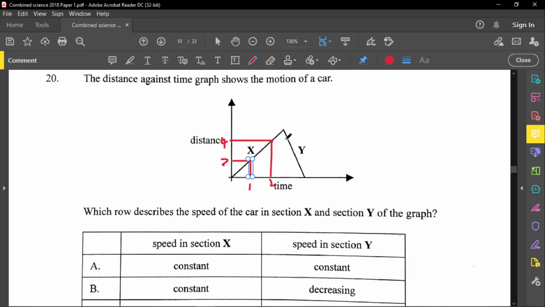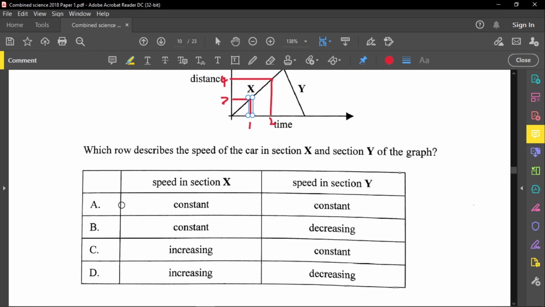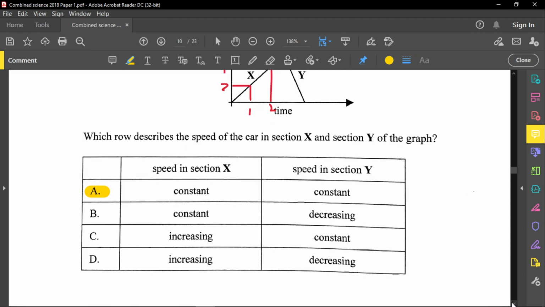The same thing on this line going down like this is just the reverse way of X. So both sides will be constant speed. So A, yep, A will be your answer in this case. Yep, both constant speed. All right. And remember, it's distance over time. Increased distance over increased time will give a constant speed.